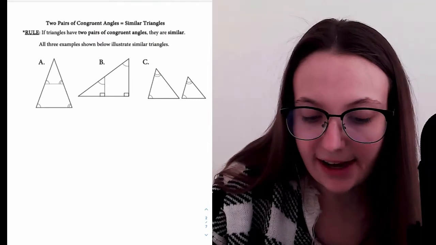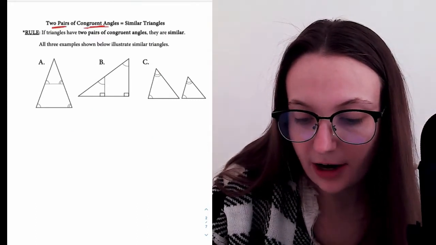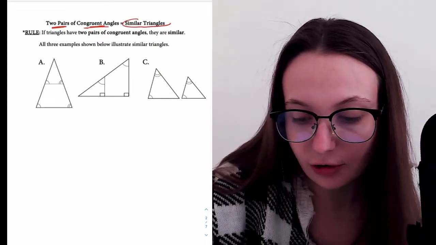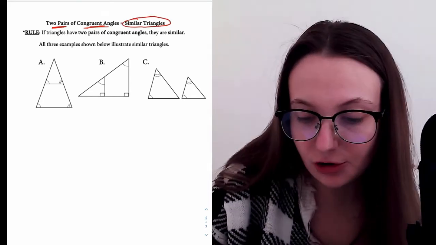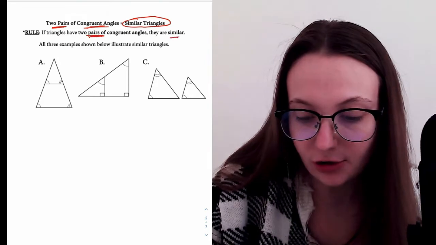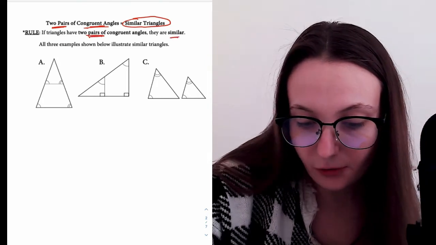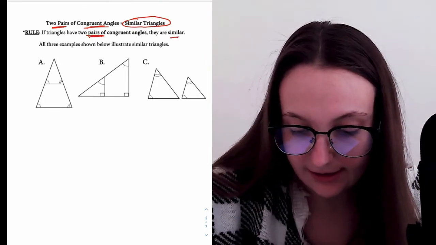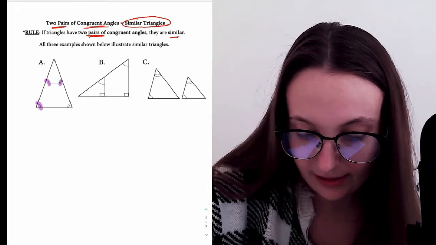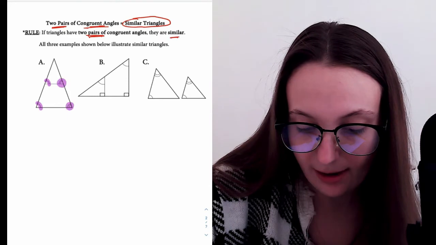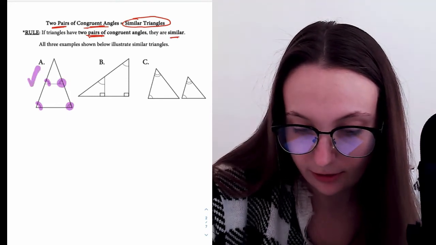Another note is that when we have two pairs of congruent angles, that's enough to create similar triangles in terms of a criteria. So if we have two pairs of congruent angles, the triangles are automatically similar. So if we notice, for example, in example A, we could see that this angle and this angle are the same, and this angle and this angle are the same, so that makes these two similar triangles.